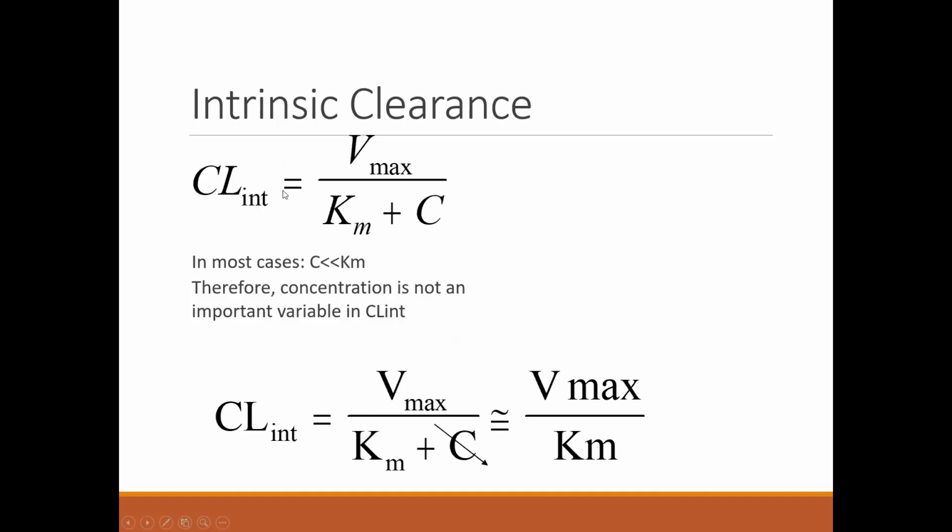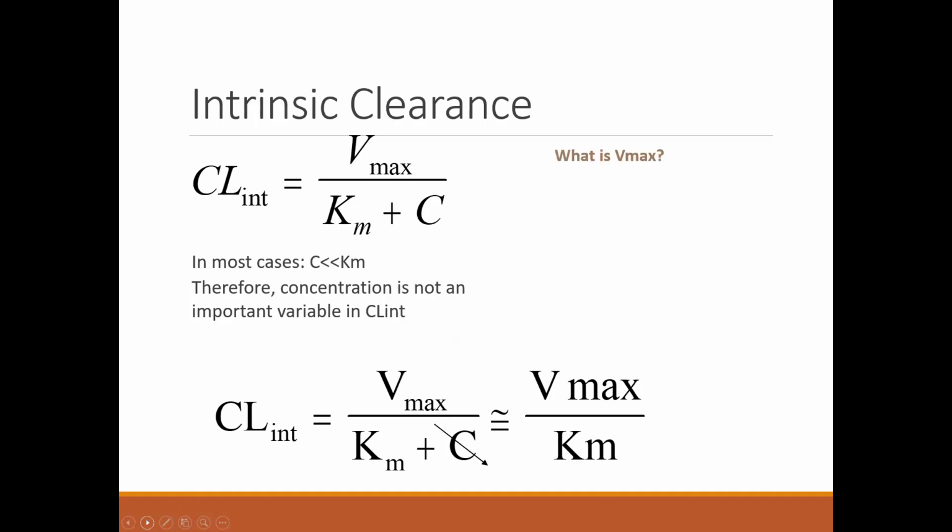Remember, intrinsic clearance is determined by Vmax over Km plus C, which is really just the Michaelis-Menten equation divided by concentration, which gives us intrinsic clearance. Don't worry about that. Just know that it's Vmax over Km plus C. In most cases, the concentrations that we see are much less than the Km. Therefore, the concentration falls out of the equation, and our intrinsic clearance is all about the number of enzymes available and the affinity, or the concentration where you have half of those enzymes filled. So in this case, concentration falls out of importance and is not a determinant of intrinsic clearance.